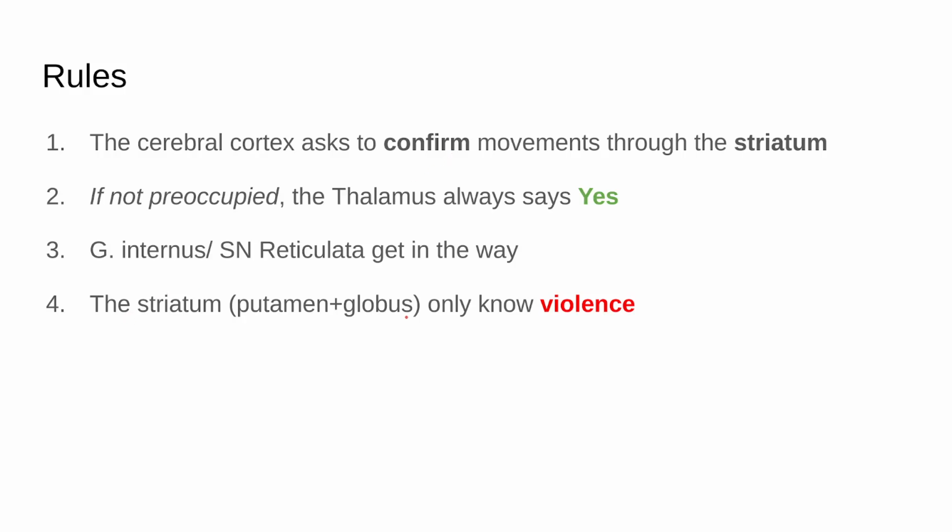This is where rule 4 comes in. Striatum only knows violence. It only knows inhibition, okay? Inhibition's all about GABA, and it's about violence. Contrast that with yes, which is the glutamate, right? But this is violence. This is serious.